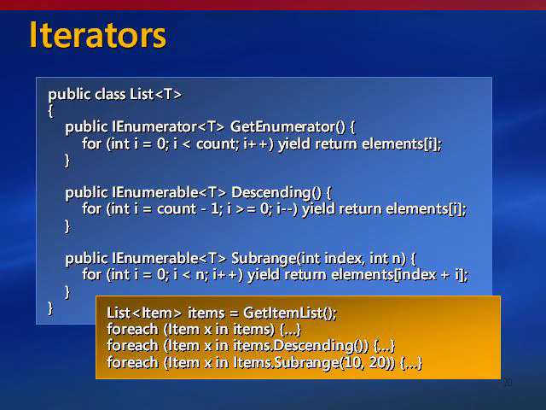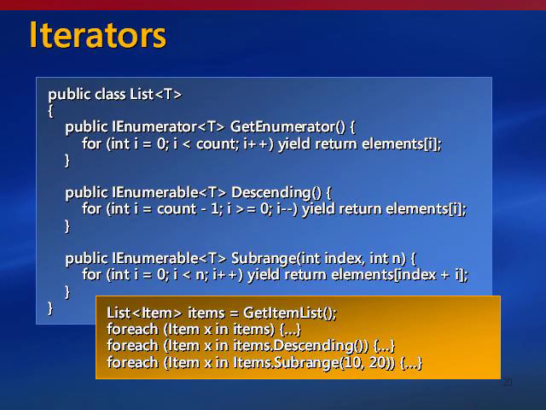The thing that's cool about this is that you now get to write very, very usable convenience methods. For example, our list of T might have a GetEnumerator, and it would be written something like this, where I foreach, and then I yield each element.